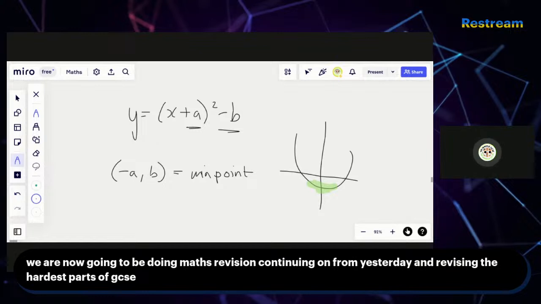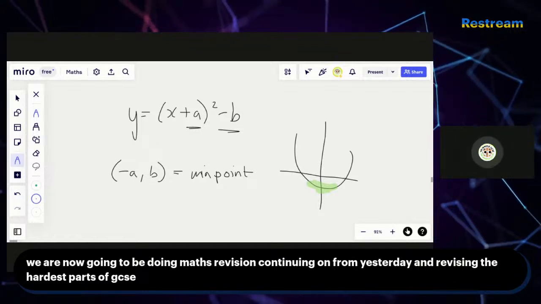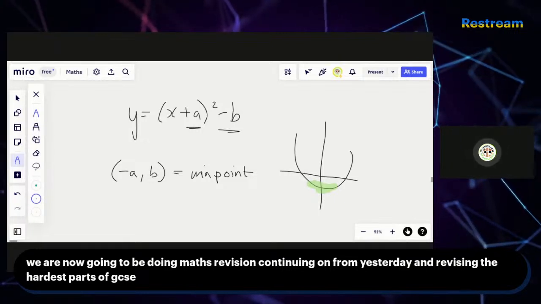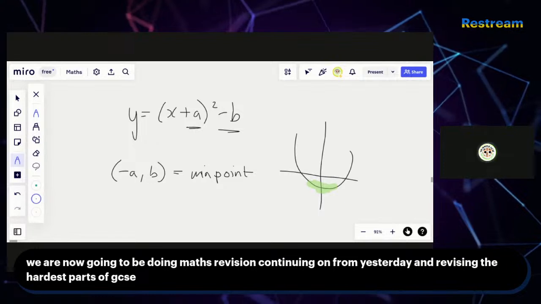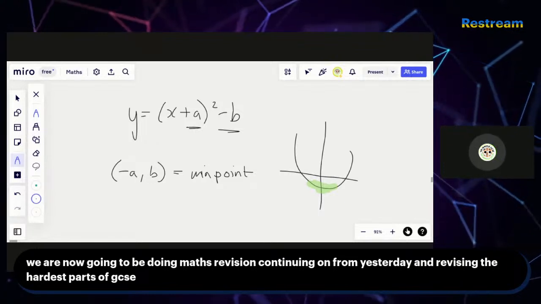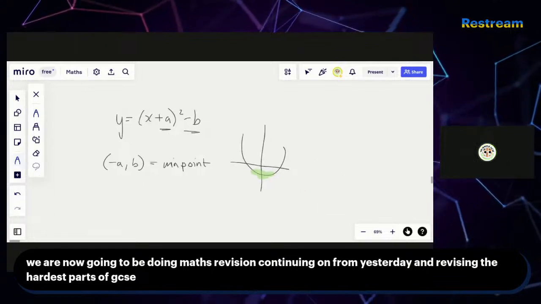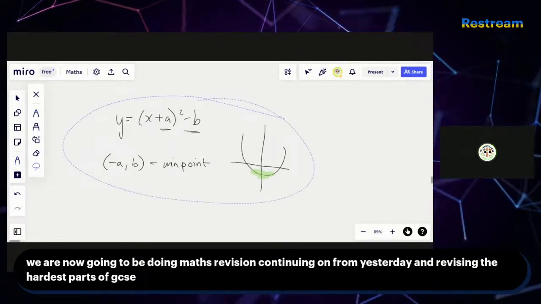Now we are going to go on to simultaneous equations, which are relatively simple. But I think we'll focus on regions and inequalities now. So let's look at quadratic inequalities. Quadratic inequalities are things like this.